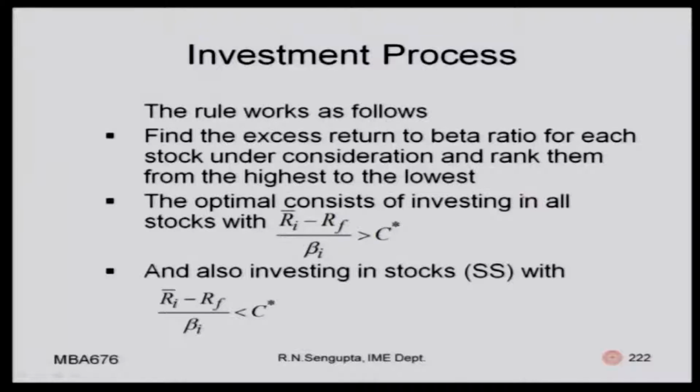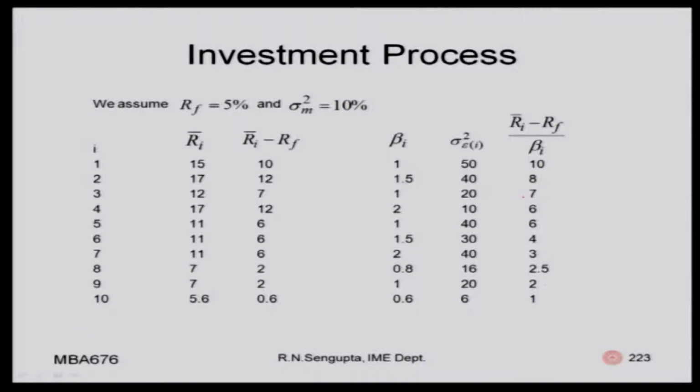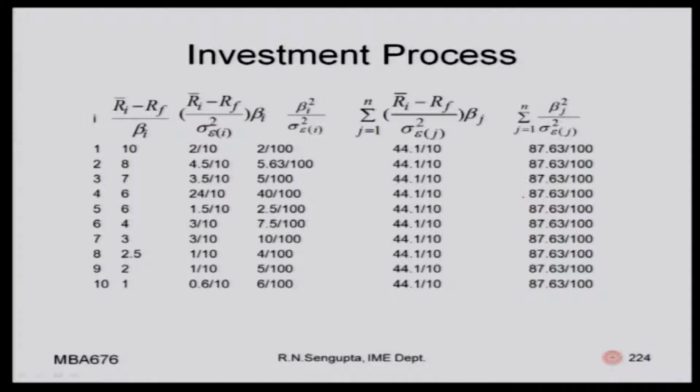The rule works as follows: find the excess return to beta ratio for each stock under consideration and rank them from the highest to the lowest. The optimum one for investing: stocks greater than C star are included, and those less than C star are included in the short selling sense. So, now we are doing the Lintner one, again the same formulation, with 10 stocks, their returns, in the second column the excess returns over the risk free interest rate, in the third column the betas, and the white noise variances are given. Then you find the excess return, which is Ri minus Rf divided by beta, and rank them from the highest to the lowest.